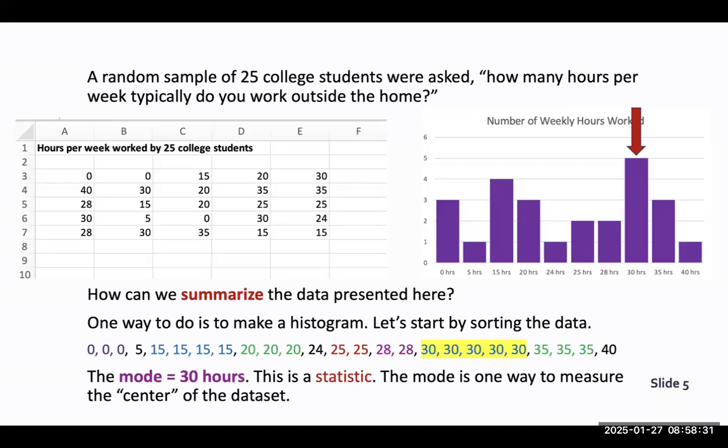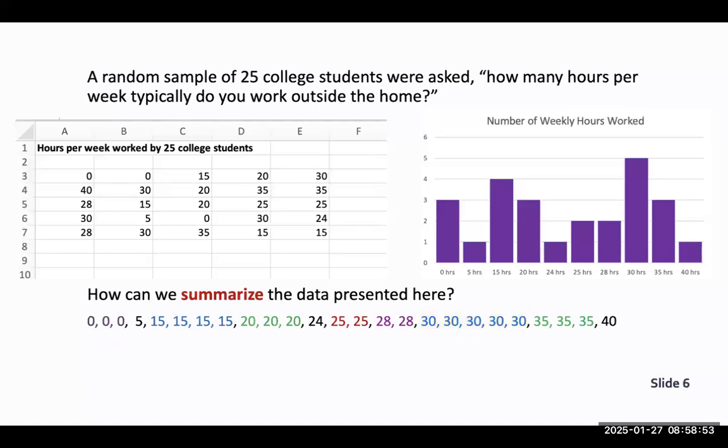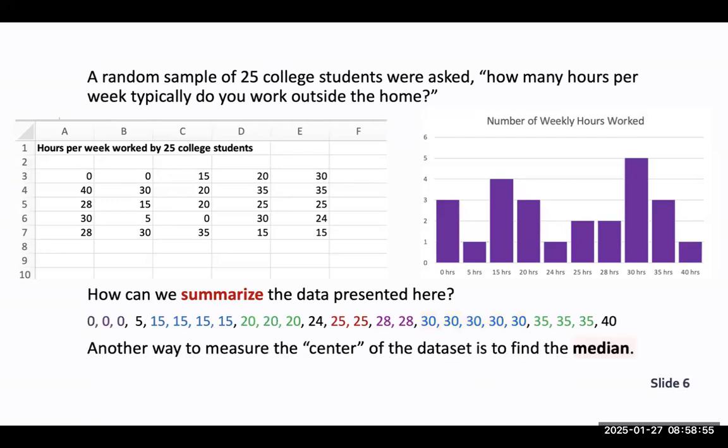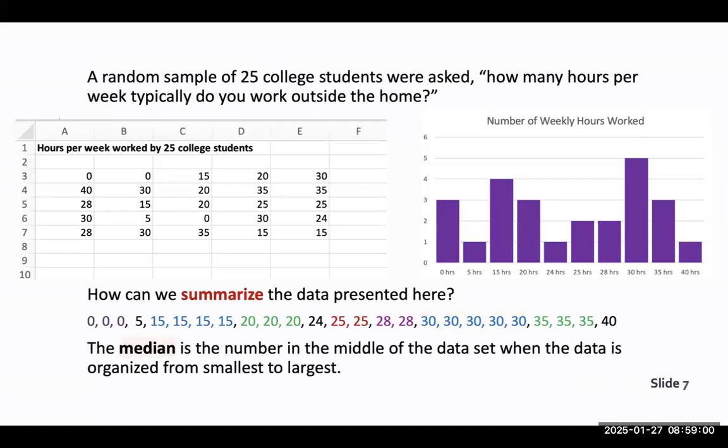Now this is a piece of information that summarizes the sample. Remember, this is a sample of 25 college students. So this is a statistic. It's a piece of data that summarizes the sample. The mode is one way to measure the center of the data set, where like the majority of the data is. Now another way to measure the center is to find the median. The median is where we organize the data from smallest to largest, and we pick the number in the middle.